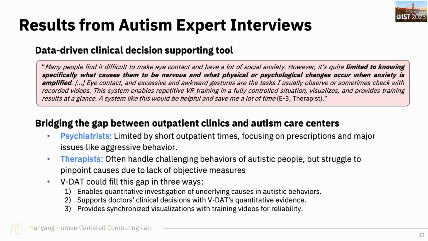On the other hand, the therapists often handle challenging behaviors of autistic people, but struggle to identify causes due to the lack of objective measures. V-DAT could fill this gap in 3 ways. First, it enables quantitative investigation of underlying causes of autistic behaviors. Second, it supports doctors' clinical decisions with V-DAT's quantitative evidence. Lastly, it provides synchronized visualizations with training videos for reliability.